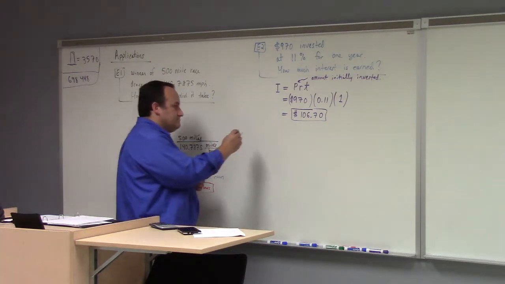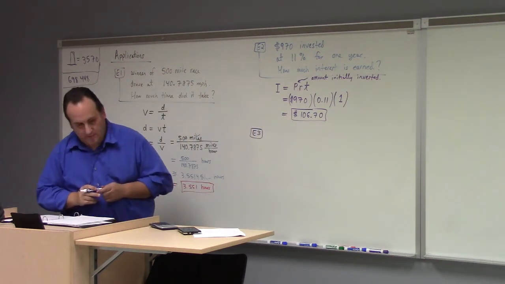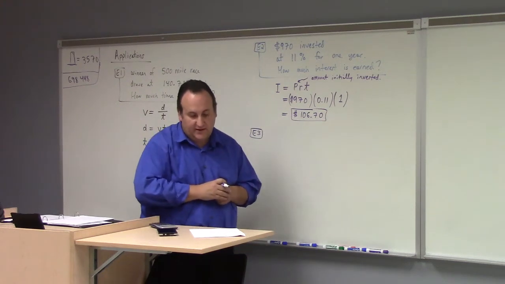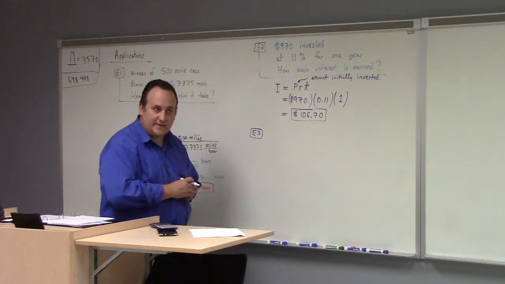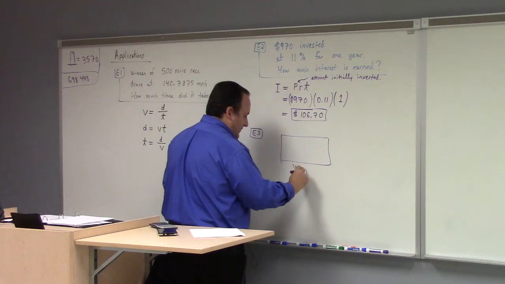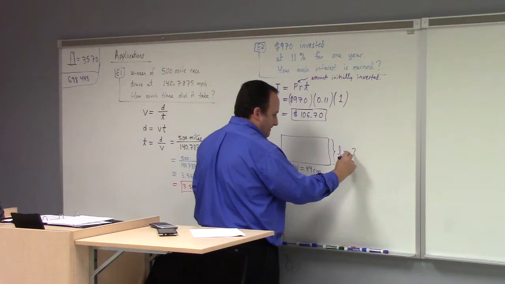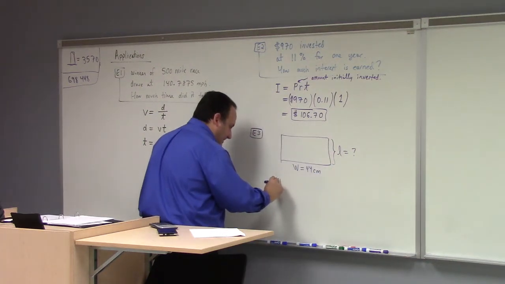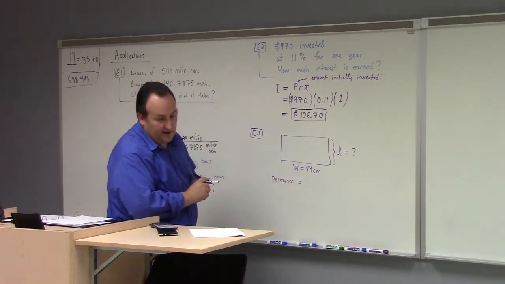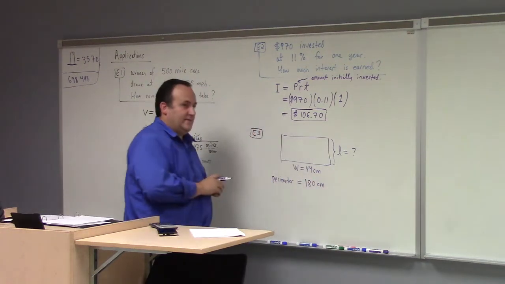Example 3. Suppose you got a rectangle, all right? It's got a width of 44 centimeters and a perimeter of 180 centimeters. What's its length? Draw a picture here. So the width is given to be 44 centimeters. The length, we don't know. And we're given the perimeter equal to 180 centimeters. So the question is, what's the length?